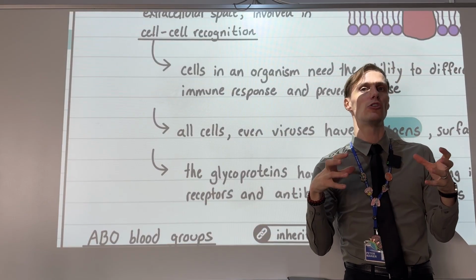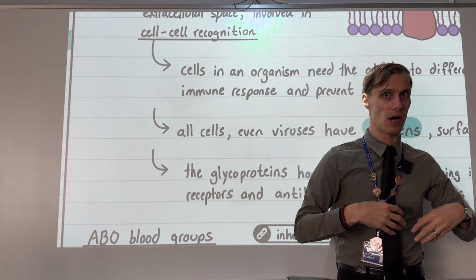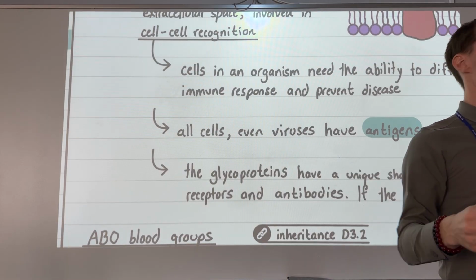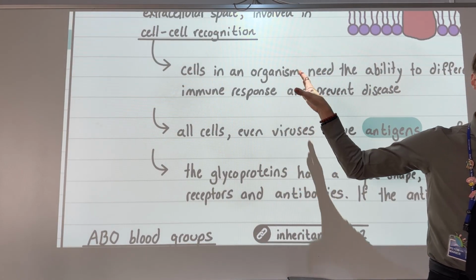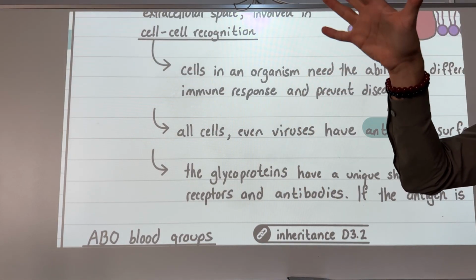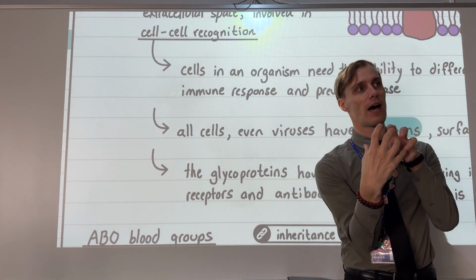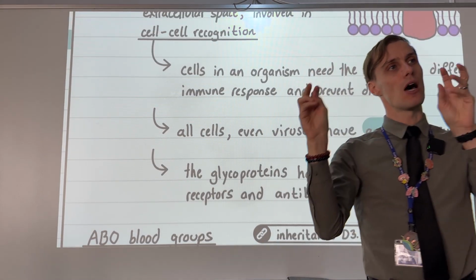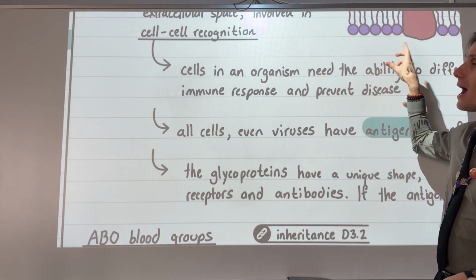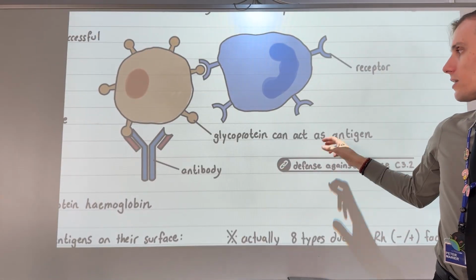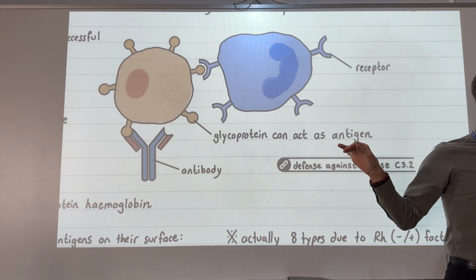How does your cell know what should be in your body versus what shouldn't be in your body, i.e. foreign? How does it know this? Well, glycoproteins play a huge role here. Your body is able to communicate and identify self from non-self by being able to bind to these glycoproteins. And this is a concept that we'll look at when we do defense against disease.